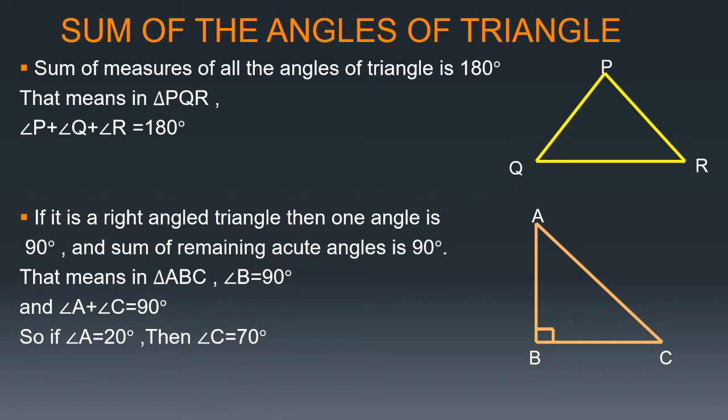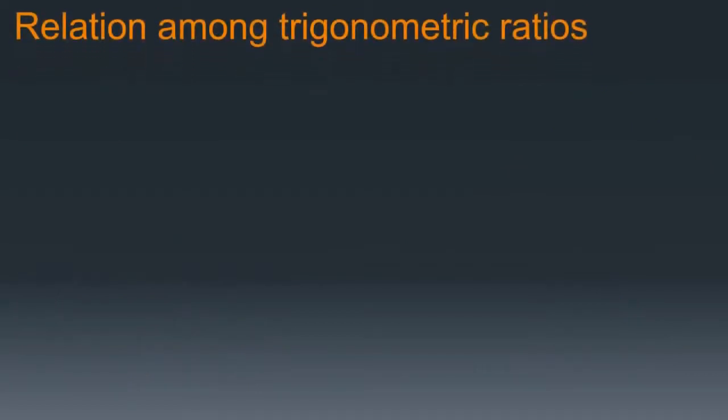If we consider angle A as 20, then angle C will be 70 degrees because 20 plus 70 is 90 degrees. If we consider angle A as 40 degree, then angle C will be 50 degree. If angle B is 90 degree and angle A plus angle C is also 90 degree, we can also satisfy the above condition of sum of measures of angles of triangle as 180 degree. As we add angle A plus angle B plus angle C, we get 90 plus 90, that is 180 degree.